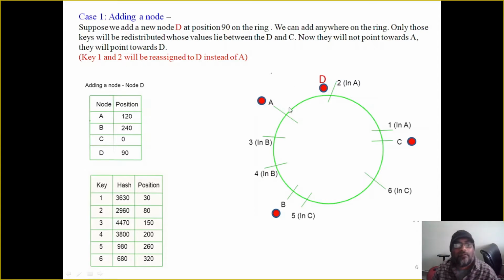So this change we have to make here. And here you see the new position, what happens here. Node A, node B, node C, node D, they are the angles and positions shown here, with the key values. So now the first and second will be assigned to D. I have not written it, but I should write it here.